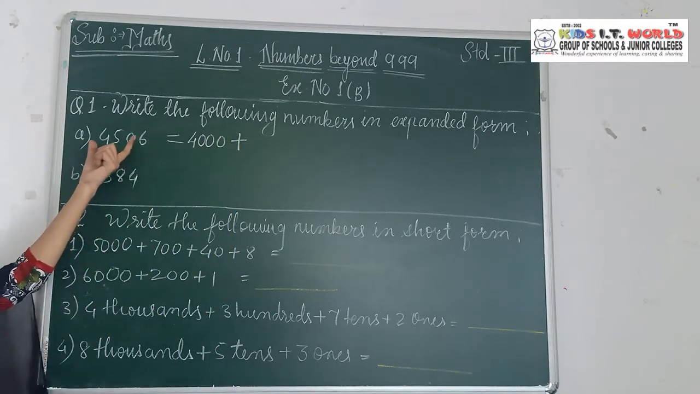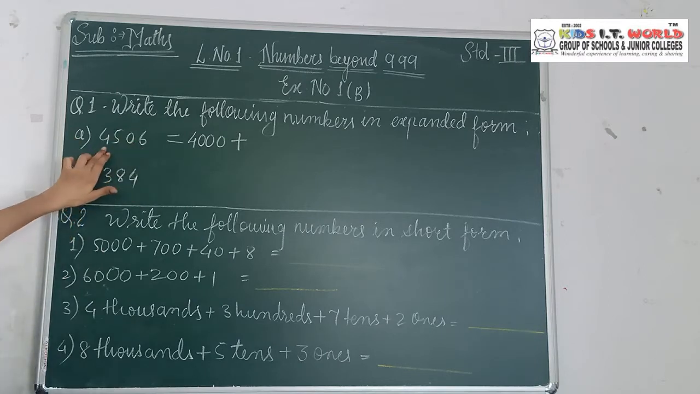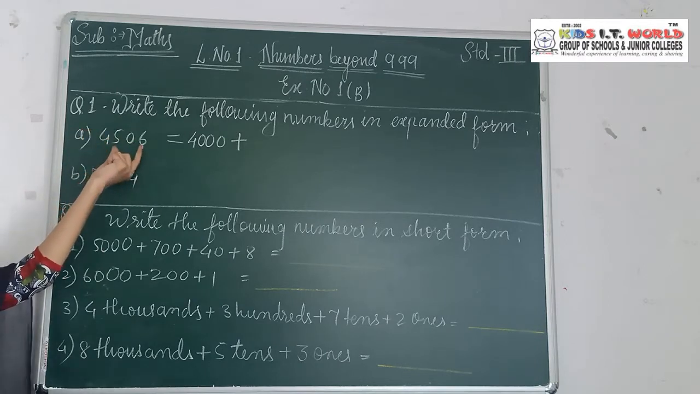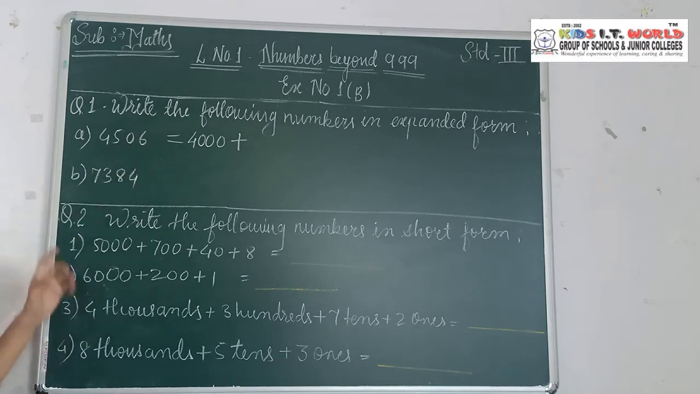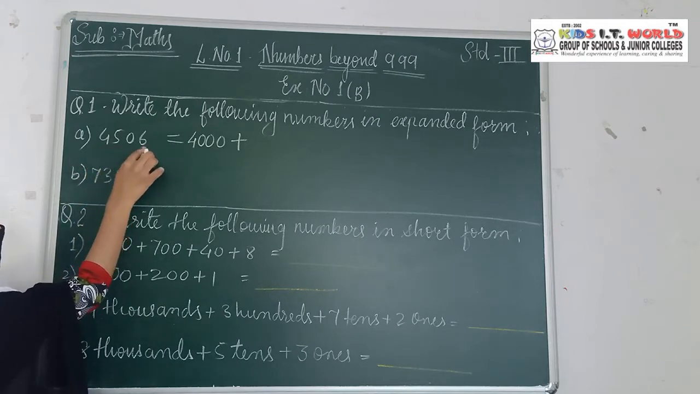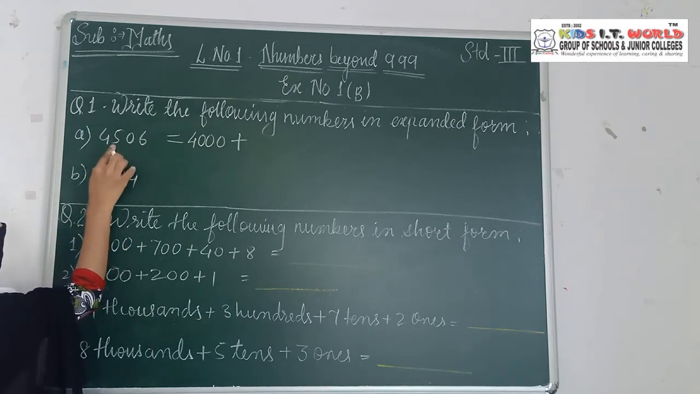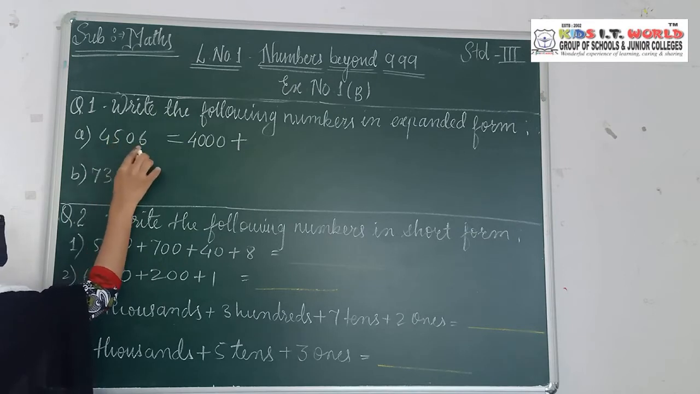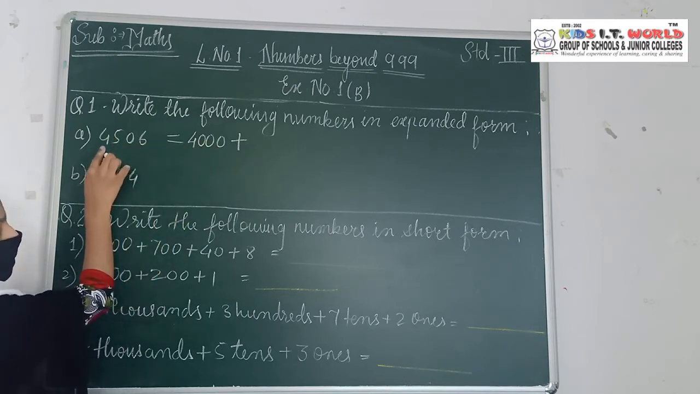If you simply don't understand, what will you do? Just write out this number and count the digits. How many digits are after that? After this digit, for the expansion of 4, count how many digits come after it. So how many numbers are there? 1, 2, 3. So you will put 3 zeros with the value 4.